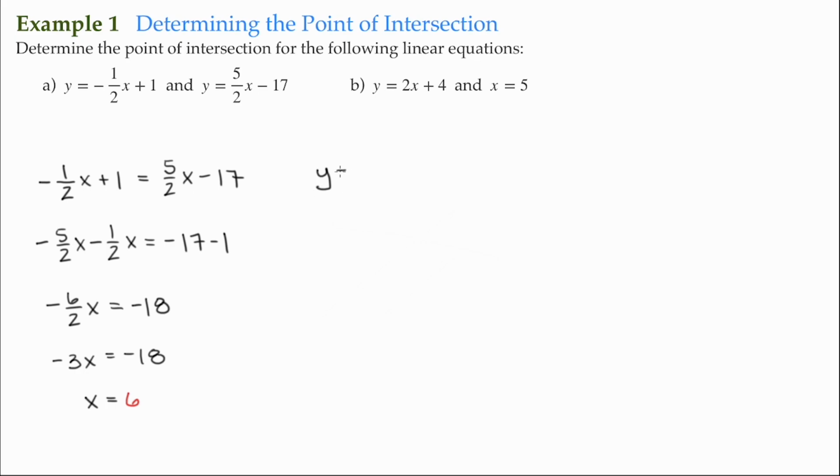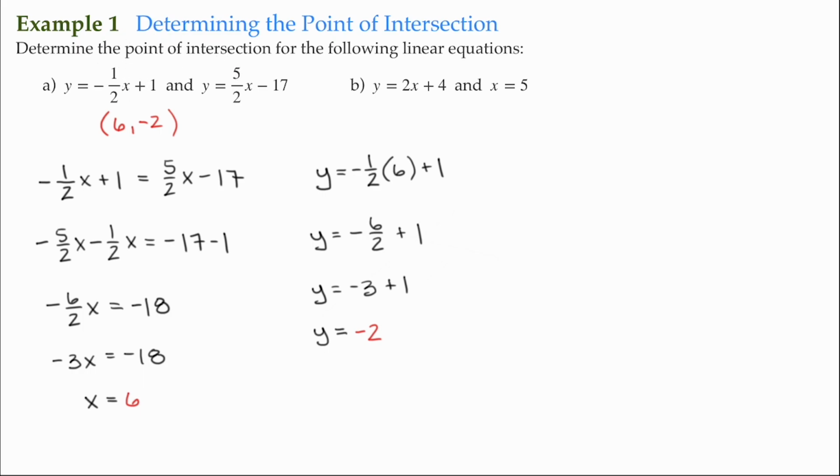So we have y is equal to negative 1/2 x, and what's x? We found it to be 6, plus 1. Y is equal to negative 6/2 plus 1. Negative 6/2, that's the same as negative 3 plus 1. So therefore y has got to be equal to negative 2. So for these two lines on the same coordinate system, they're going to crisscross at the point 6 and negative 2. Or in other words, this point satisfies both of these linear equations.